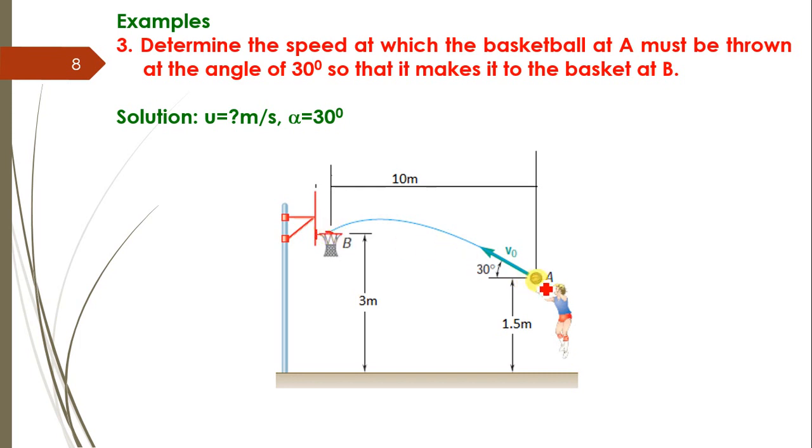Now as the point of projection and point of landing are in the upward direction, all the quantities are considered positive. Secondly, the ball is projected at an angle of 30 degrees, the height of point A from the ground is 1.5 meter, and the height of point B from the ground is 3 meter. Therefore the vertical displacement between points A and B is 3 minus 1.5, which is 1.5, and the horizontal displacement between A and B is given as 10 meter, and we have to determine the initial velocity with which the ball is thrown.